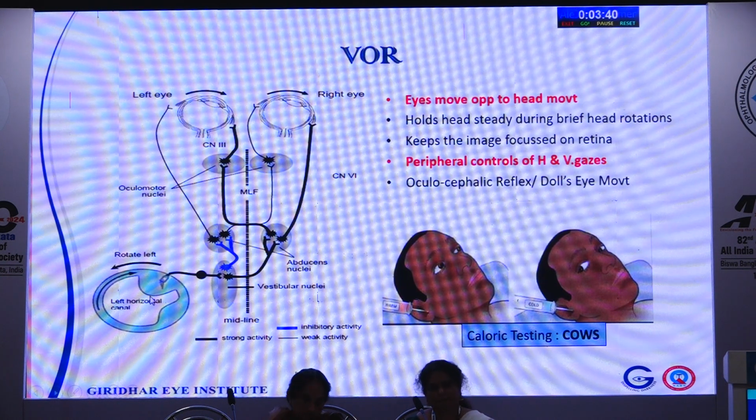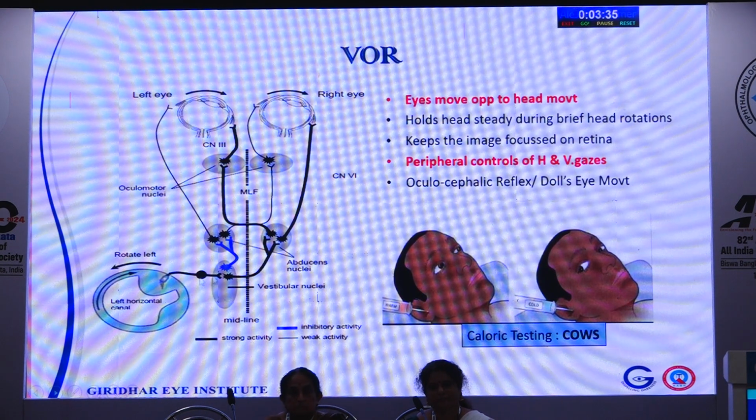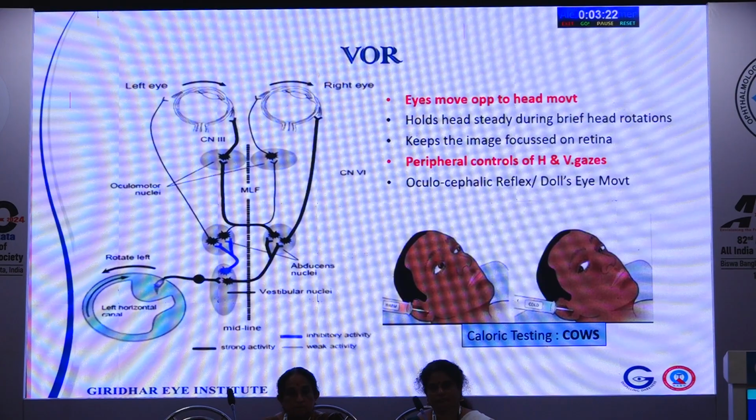How does it happen? When you move your head to one side, the same-sided horizontal semicircular canal is stimulated, the vestibular nucleus is stimulated, and the command goes to the opposite abducent nucleus, to the same-sided lateral rectus, and via the MLF to the contralateral medial rectus, and a conjugate movement to the opposite side happens. So this is the basic pathway.